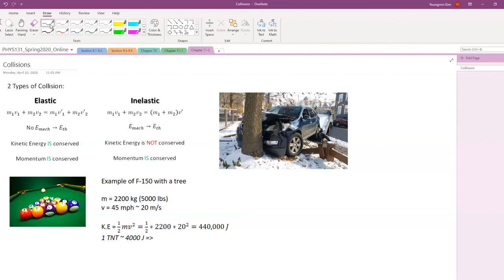So on the initial side, you do have a kinetic energy that is equal to 1/2 m, the mass of the car, and the velocity of the car squared. And for the tree, since it was stationary, it had zero kinetic energy. After the collision, it all went to zero because their combined velocity, v prime, is zero. So what happened to this kinetic energy? It all went into thermal energy.